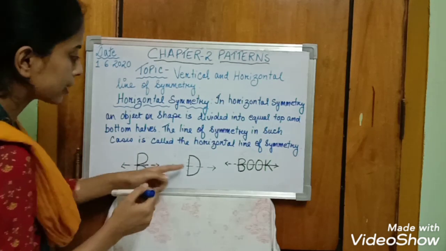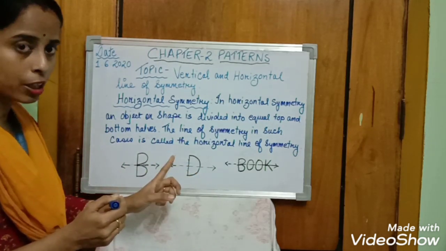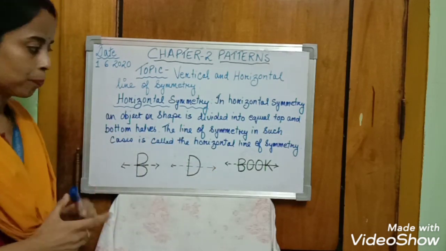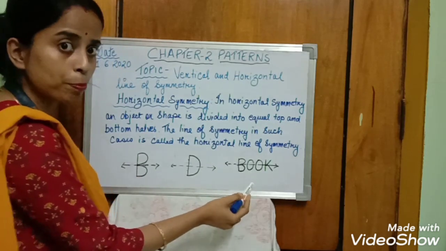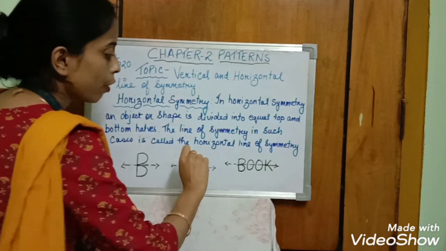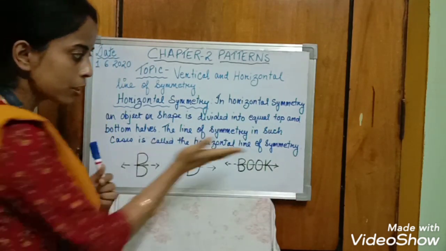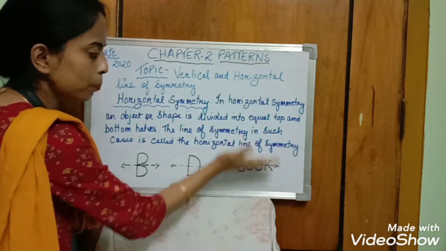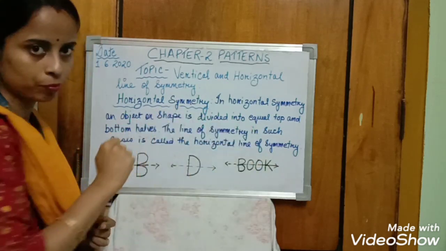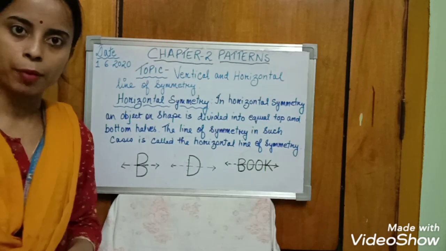Next is the letter D. In alphabet D also, we can draw the horizontal line of symmetry. Next is the word book, B-O-O-K. If we draw a horizontal line of symmetry like this, that means we can flip, and both top and bottom parts become equal. We get equal halves, top and bottom. Clear? So that is called horizontal line of symmetry.